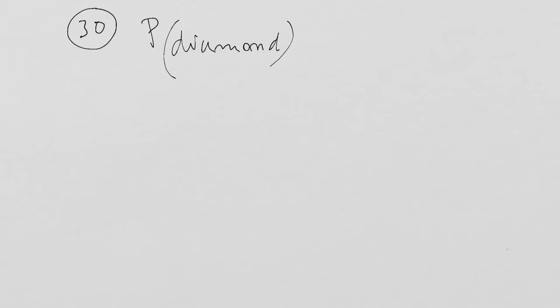Now, on problem number 30. Okay? What do we have? The question is to find the probability to have a diamond. Well, to have a diamond, I know there are 13 diamonds, so it's going to be 13 divided by 52, which is 1/4. So you have a 25% chance to get a diamond.